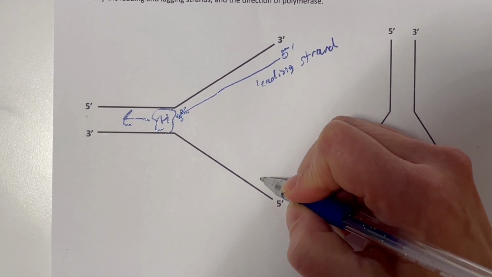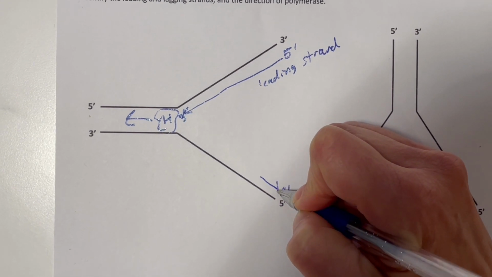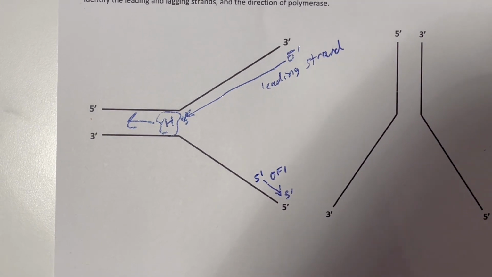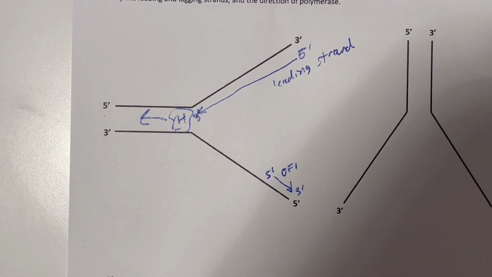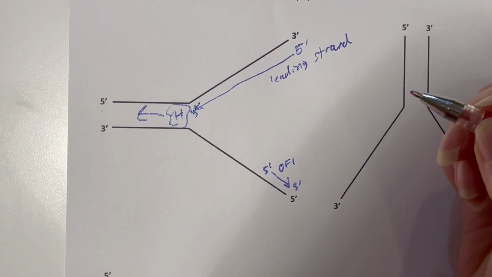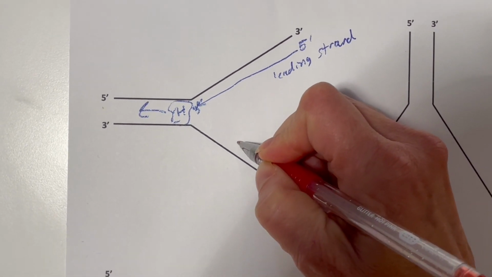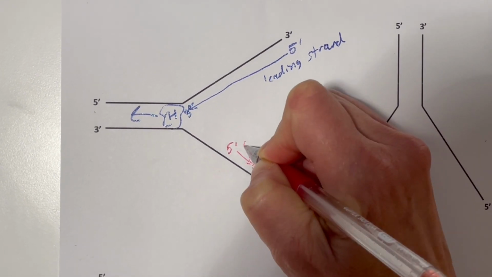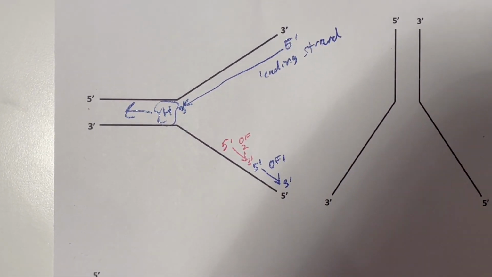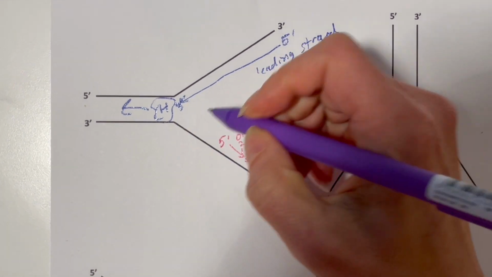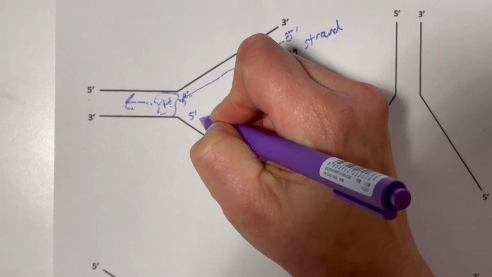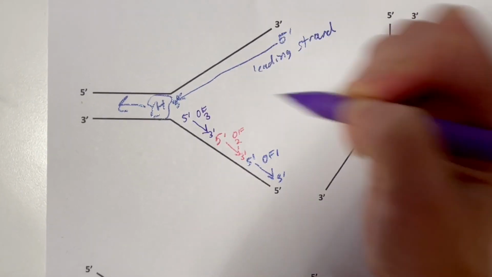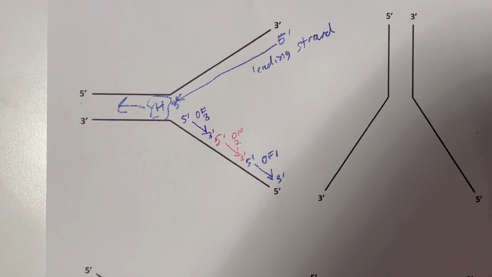build backwards. So it builds one here, and this is going to be Okazaki fragment 1, and it builds in a 5' to 3' direction. And then the next Okazaki fragment would be here, and it's built in the 5' to 3' direction, and this is Okazaki fragment 2. And then the next one is built here, 5' to 3', and this is Okazaki fragment 3. A couple things to keep in mind.